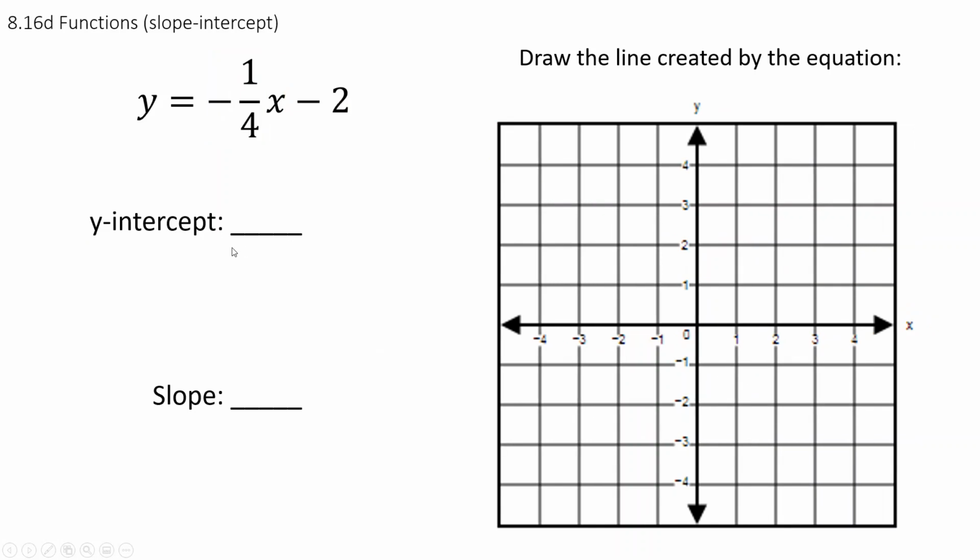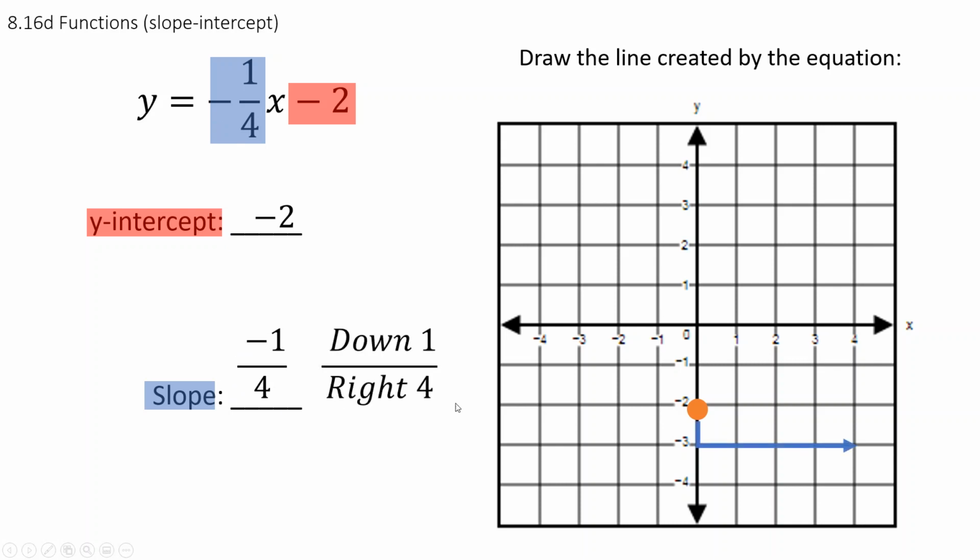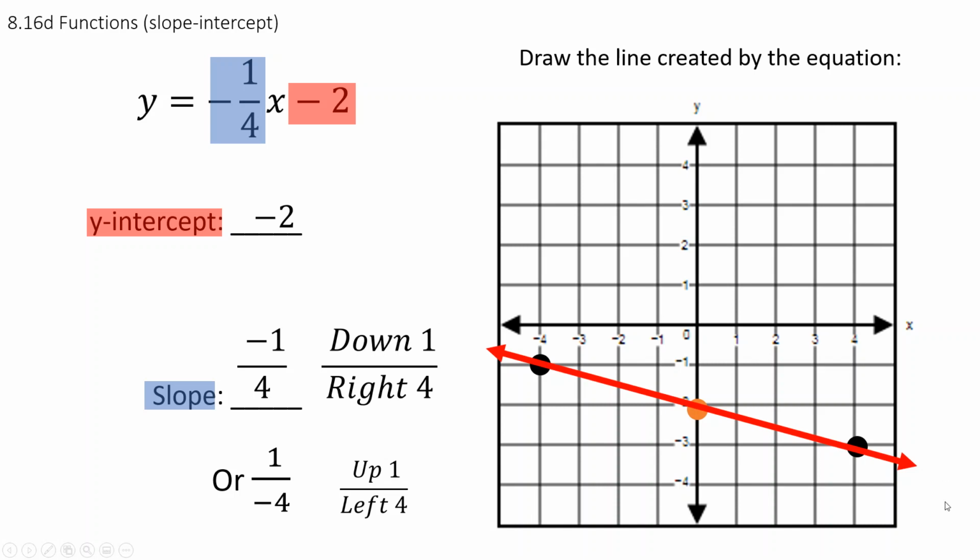So we have your y-intercept. So we've got our equation up here. Our function is y equals -1/4 x minus 2. Your y-intercept is -2. There it is. Your slope is -1/4. I'm going to take my negative, stick it with the numerator. Down 1, right 4. There you go. And then you could also think of it, if you take the negative sign and drop it to the denominator, that's going to be up 1, left 4. Up 1, left 4 puts you right here. It's following the same pattern. There's your line.